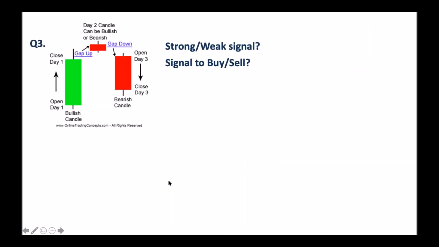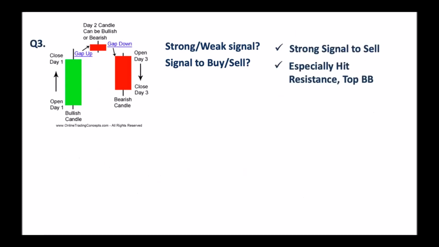Question 3. This one, you see they are using 3 days, day 1, day 2, and day 3. The price goes up, then there are 2 gaps in 2 consecutive days. The gap continues for 2 days. Because it's going down, we know that it's bearish. But is this a strong or weak signal? It's a strong signal to sell, especially when there's resistance and the top Bollinger Band on top.